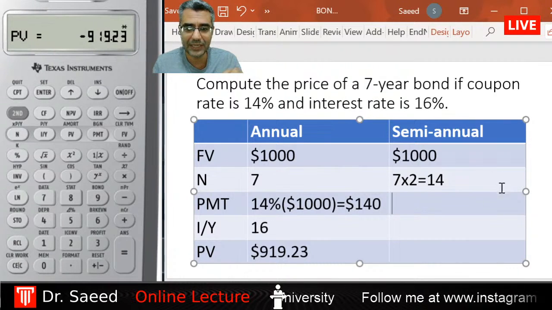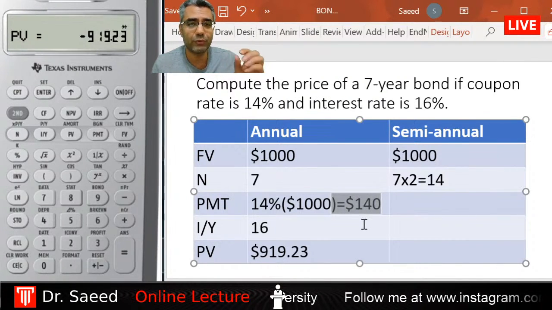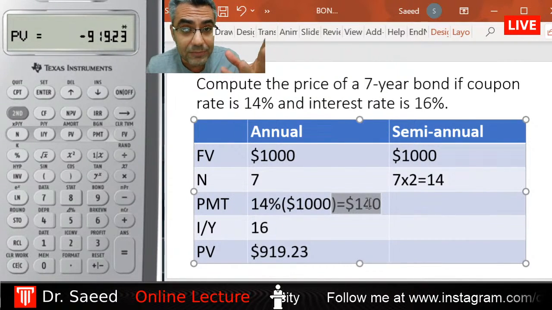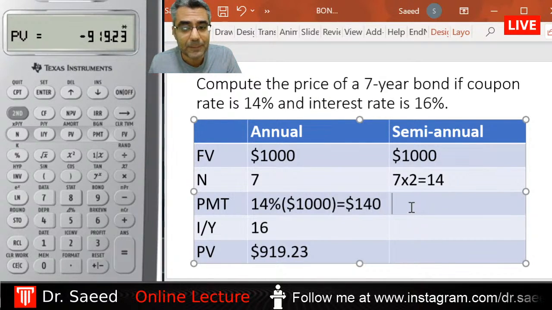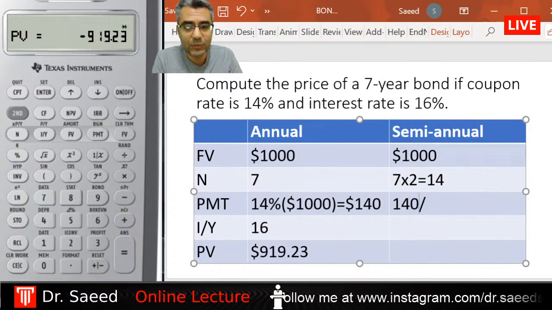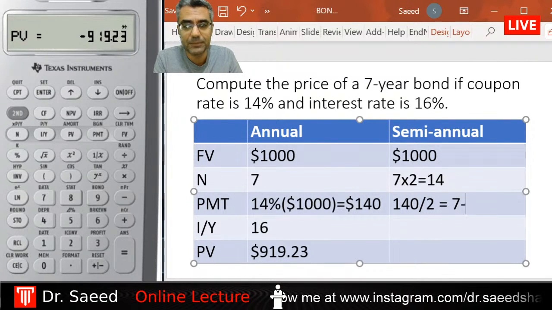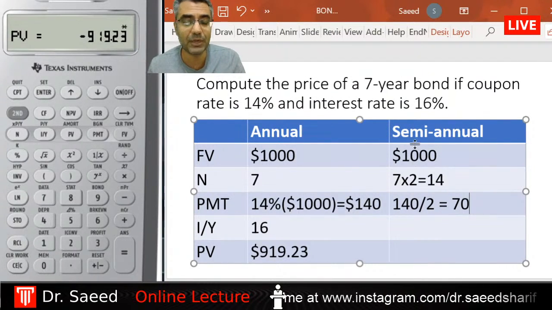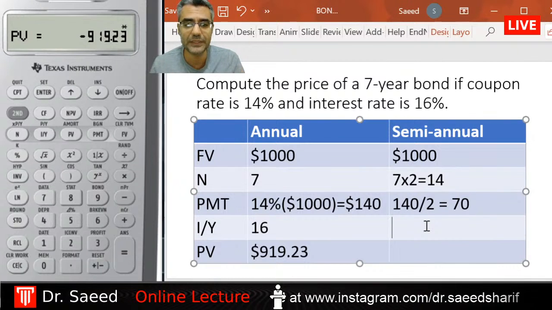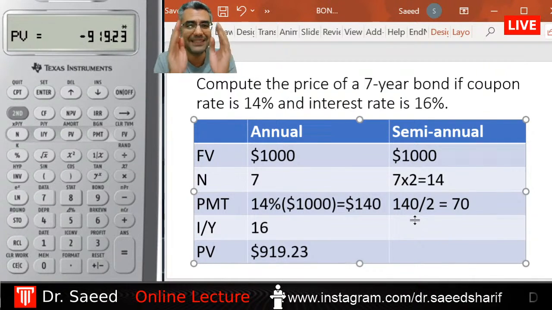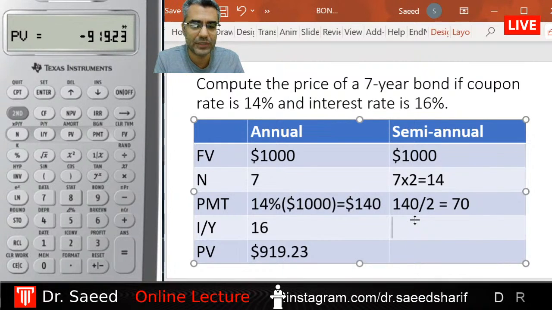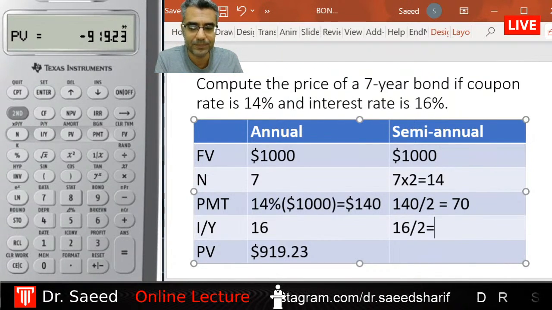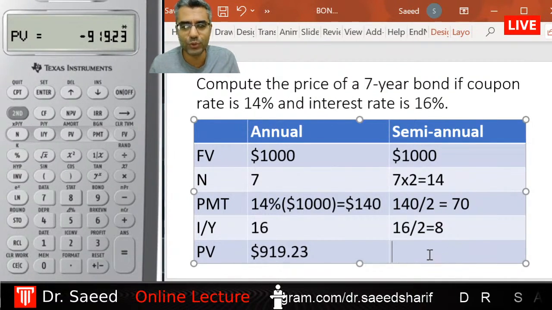$140, based on the calculation we did here, is paid every year. So every year we have 2 periods. How much per period? 140 divided by 2 means 70. Because it's semi-annual, every 6 months you will receive 70. Interest rate: in a year, the interest rate is 16%. So in 6 months, the interest rate is 8%, right? Now we want to compute present value.